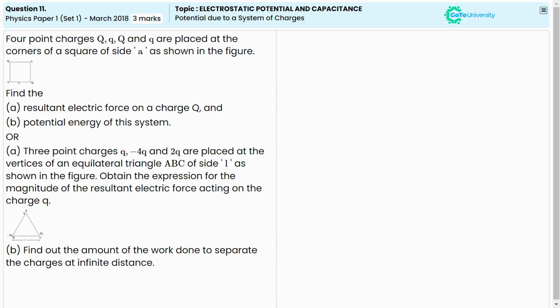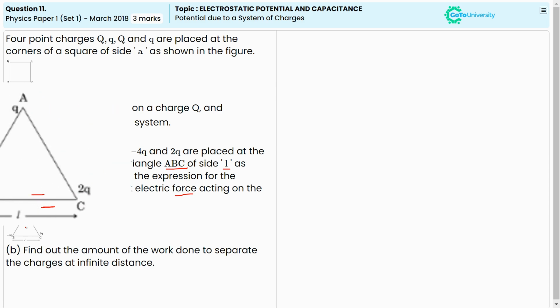Three point charges Q, minus 4Q and 2Q are placed at the vertices of an equilateral triangle ABC of side L as shown in the figure. Obtain the expression for the magnitude of the resultant electric force acting on the charge Q. Okay, here, I just zoom this image. You can see like this.